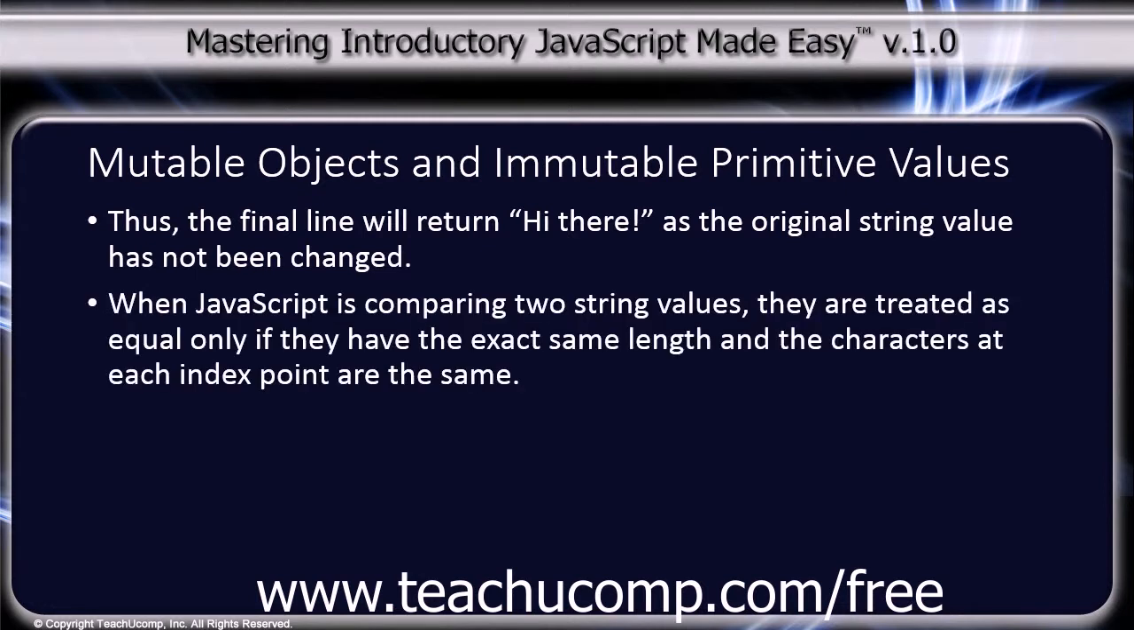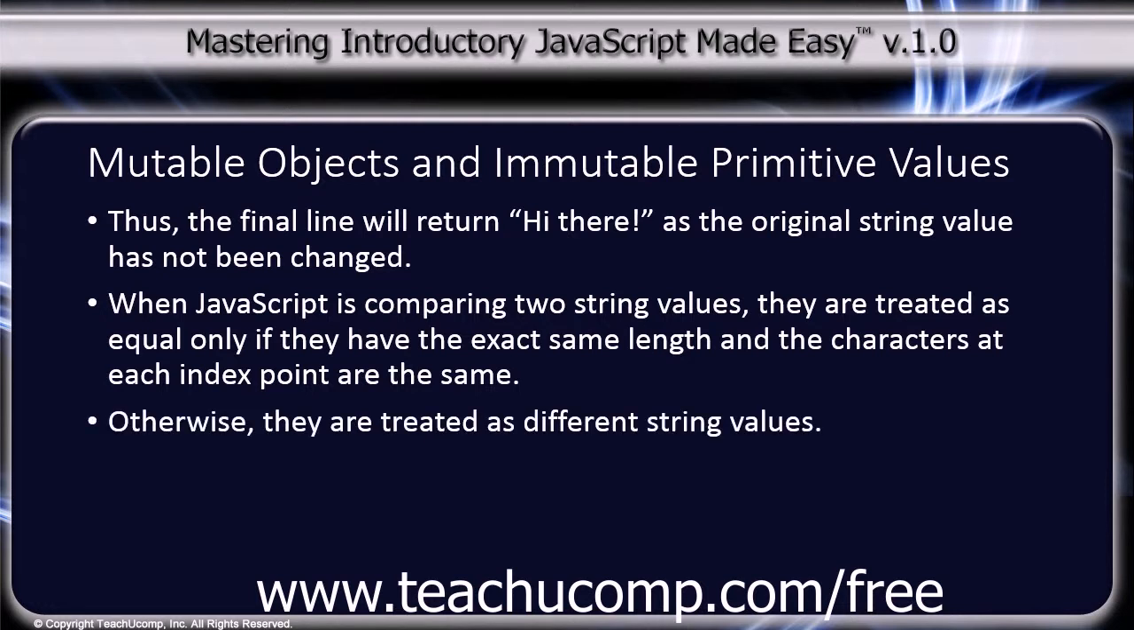When JavaScript is comparing two distinct string values, they are treated as equal only if they have the exact same length and the characters at each index point are the same. Otherwise, they are treated as different string values.